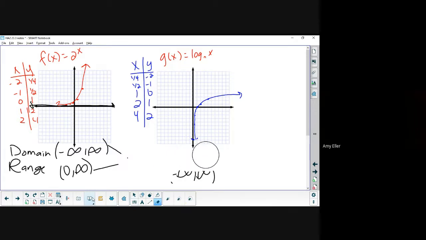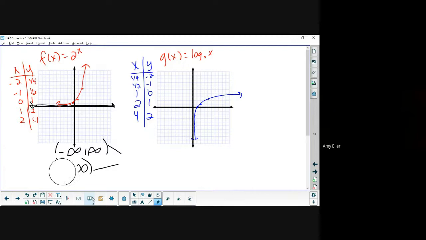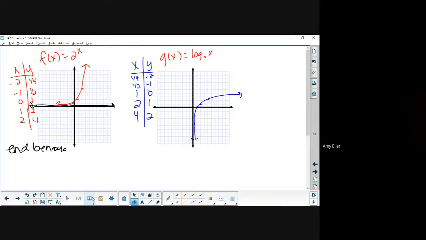Let's do, look it up. End behavior, we call it. And I want it to be what we call arrow notation. End behavior, arrow notation.